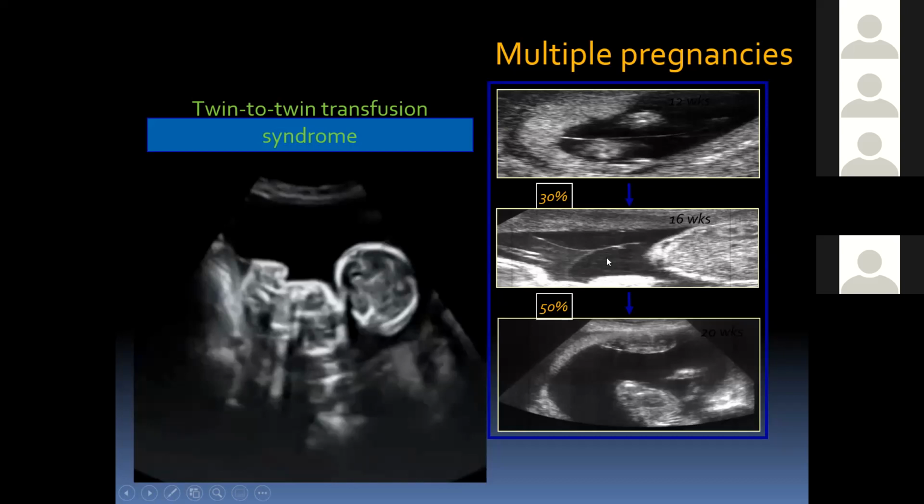So you'll find that the membrane is pushed to one side. And then we develop the very late condition when we have severe twin-to-twin transfusion syndrome. So you'll find that we have a donor twin that is stuck to one side of the uterus by the amniotic membrane because it does not have much fluid around it.